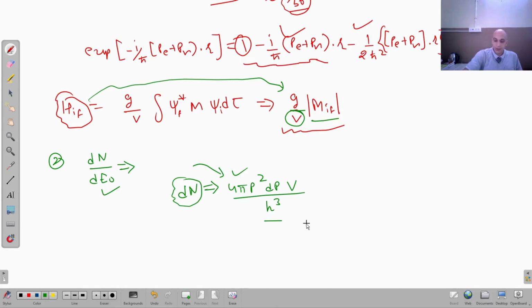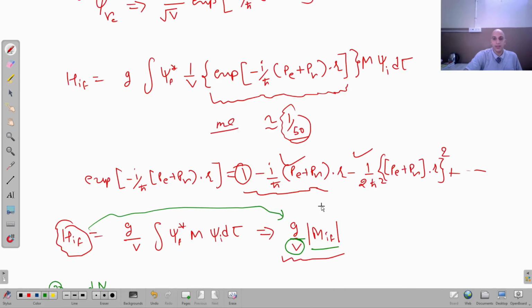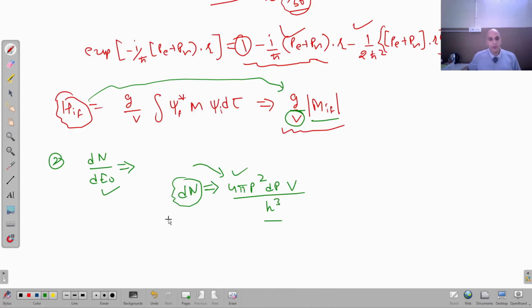So if I write down its value for both electron and neutrino, then dn electron will be equal to 4 pi pe square dpe upon h cube. Similarly, dn for neutrino will also have the same form, 4 pi p neutrino square dp neutrino upon h cube, right?